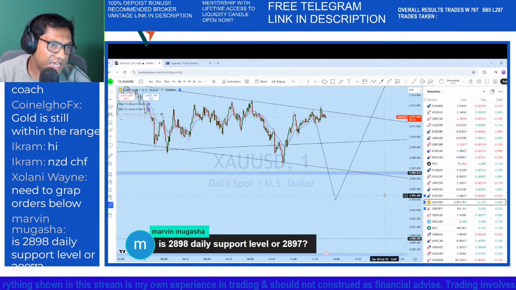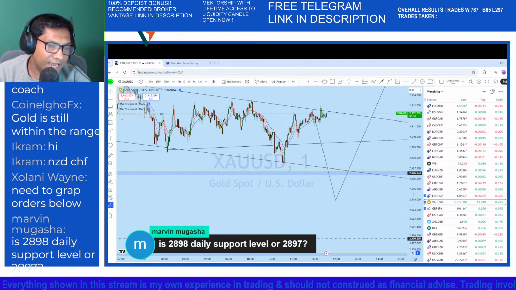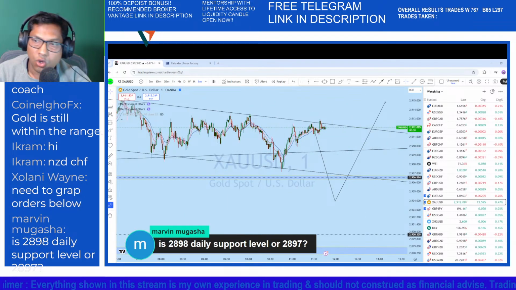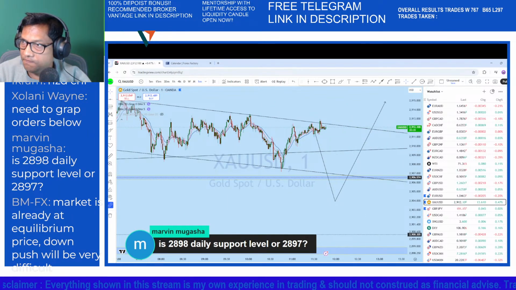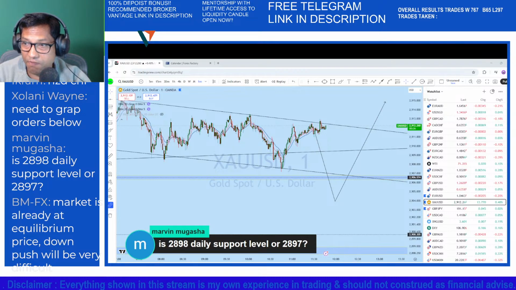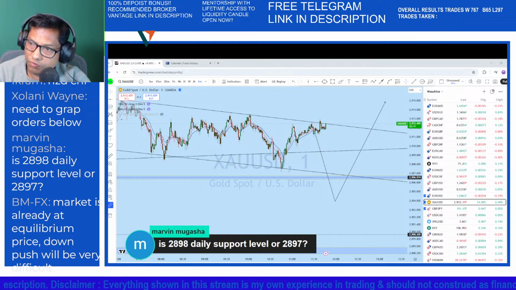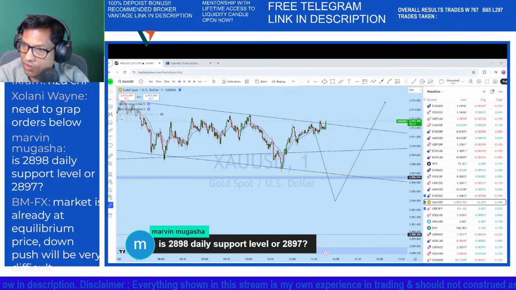But at least 2906 or 2905 is in fact a very good level to look for entry, not blindly but by price action confirmation, which is very important. Market is already at equilibrium price, a down push will be very difficult.